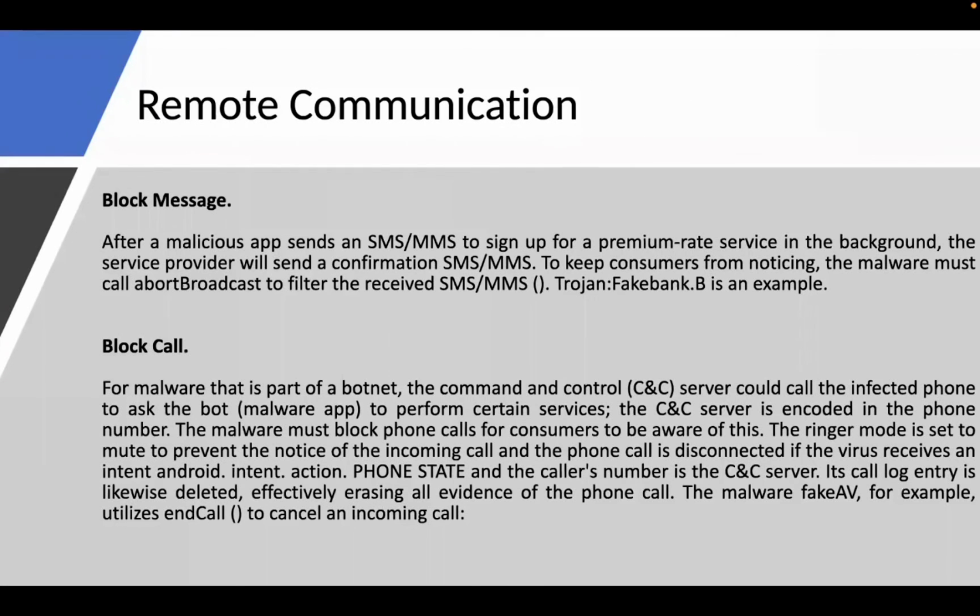Block call. For malware, this is a part of the botnet. The command and control server could call the infected phone to ask the malware to perform certain services. The C&C server is encoded in the phone number. The malware must block phone calls so that consumers are not aware of this. The ringer mode is set to mute to prevent notice of this incoming call, and the phone call is disconnected if the virus receives an intent action PHONE_STATE and the caller's number is the C&C server's. Its call log entry is likewise deleted, effectively erasing all evidence of the phone call. The malware FakeAV, for example, utilizes the end call intent to cancel an incoming call.